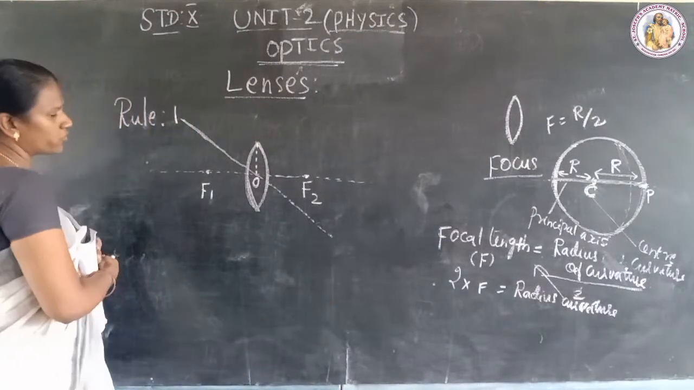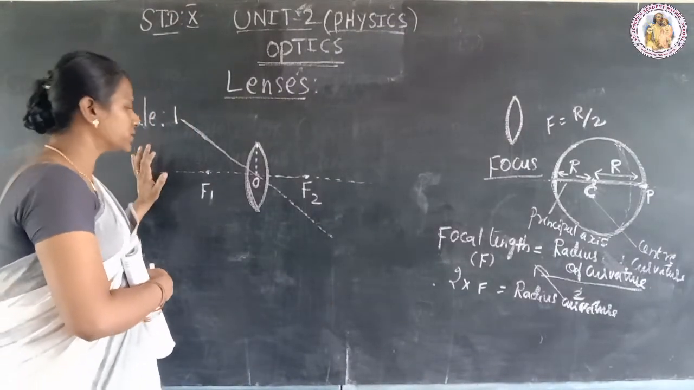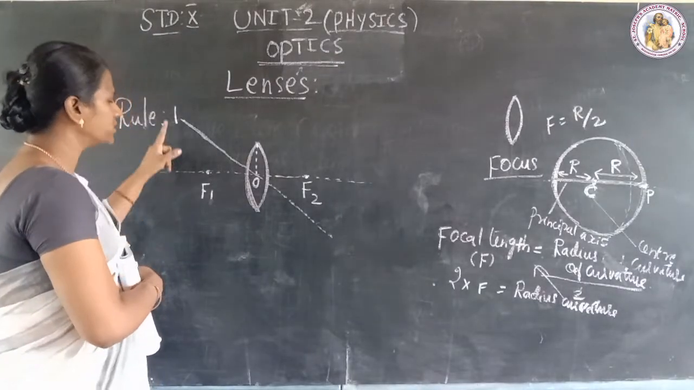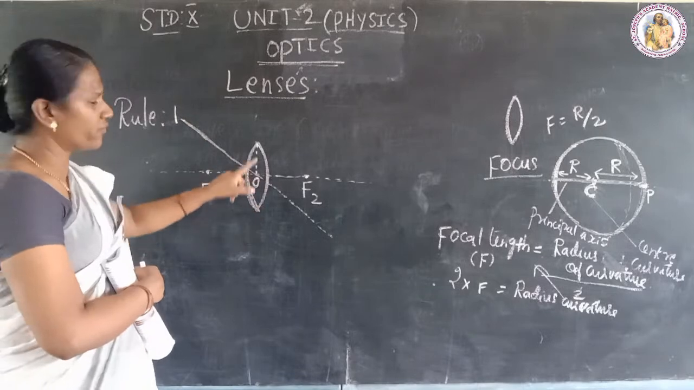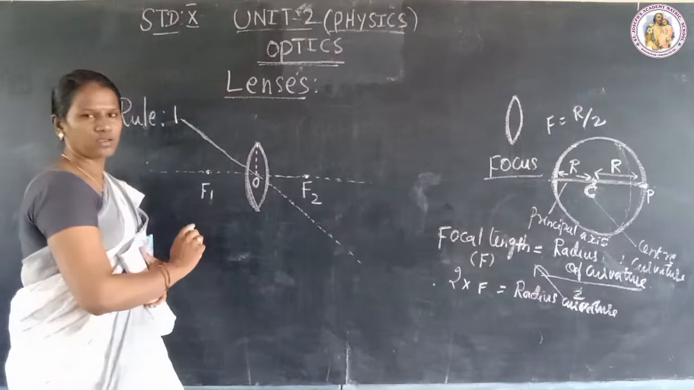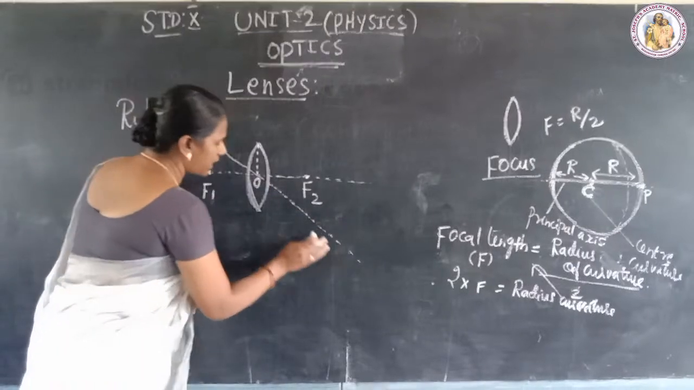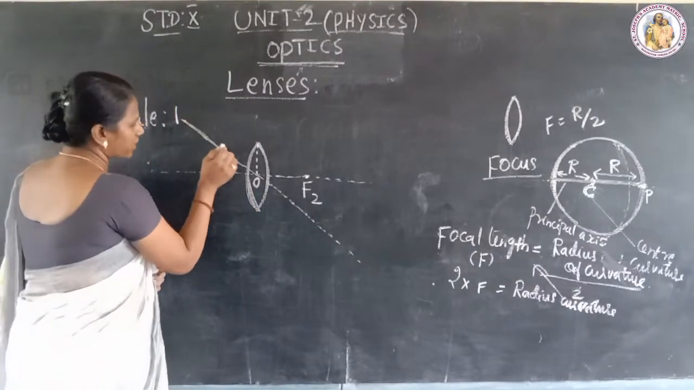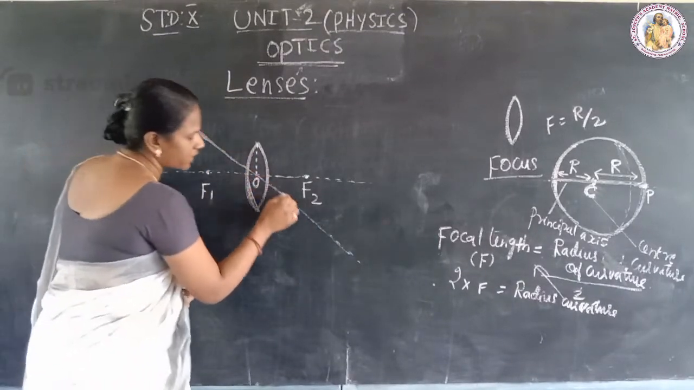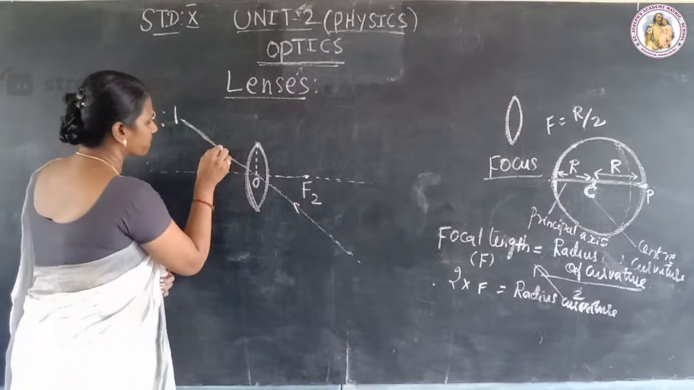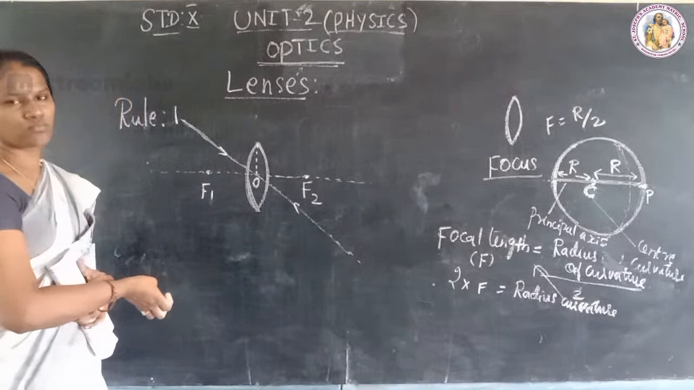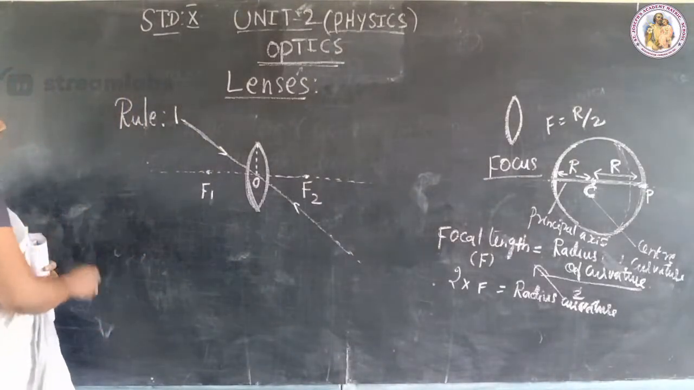We know that when light passes through the lens, it should be refracted. But if the ray passes through the center of the lens, there will not be any deviation. The refracted ray follows the same path as the incident ray. There must not be any deviation. That is rule 1.